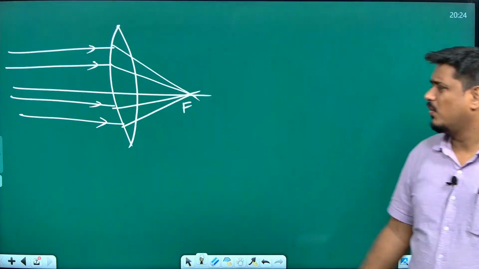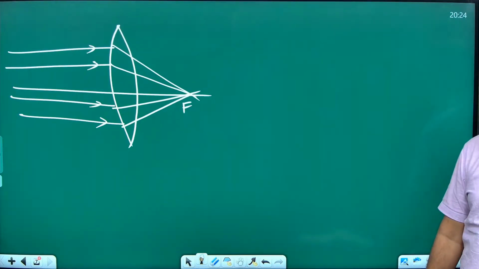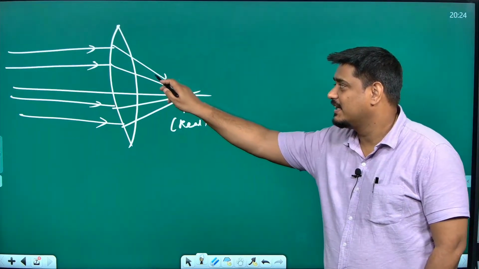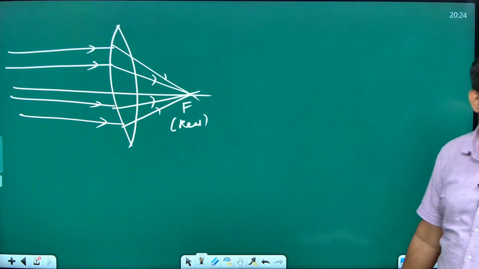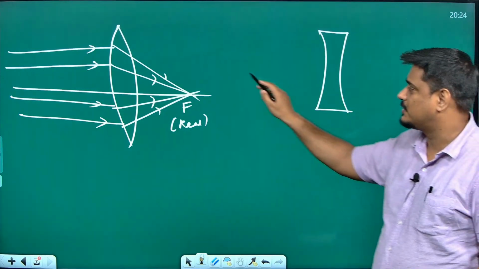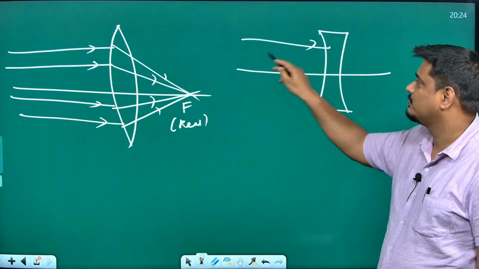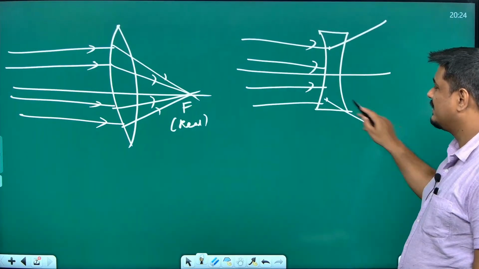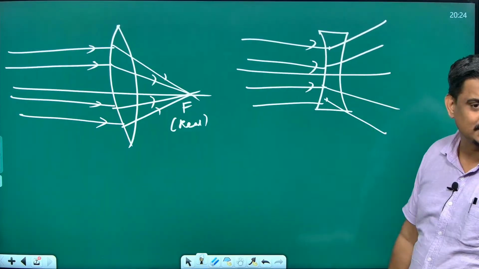True. What is this focus called? It's a real focus, because rays are really converging to form the focus. In the same way, if I have a concave lens and the rays are coming from infinity parallel to the principal axis, what will happen? They will get diverged. I hope you have learned this in your earlier classes.